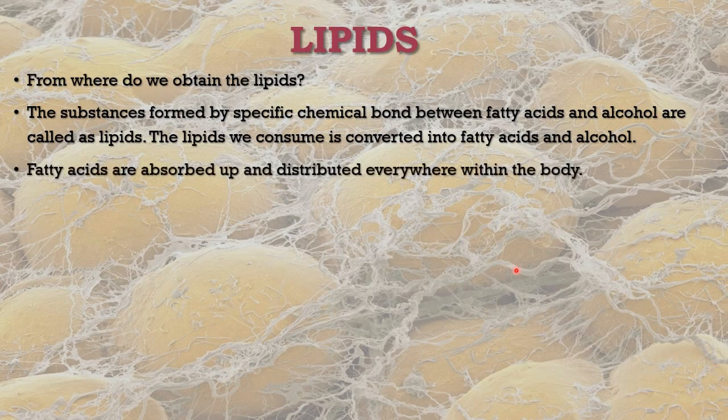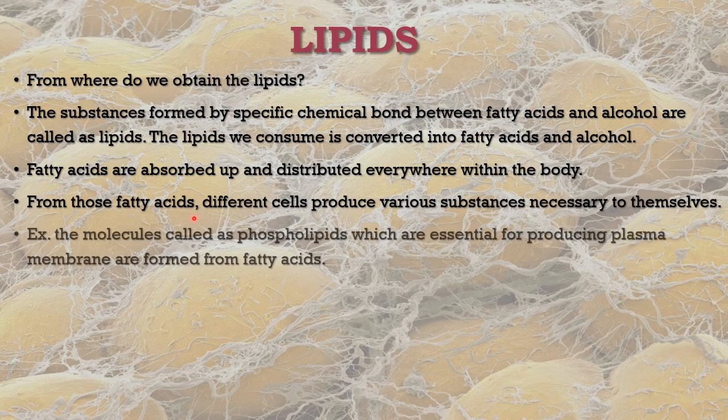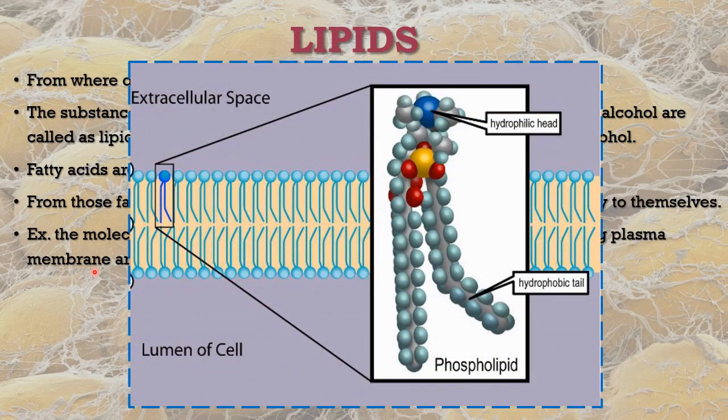The fatty acids that are absorbed are distributed everywhere within the body. From these fatty acids, the different cells will produce different types of substances necessary for their functioning. For example, a molecule called phospholipids. These are essential for producing plasma membrane, and these we get from fatty acids. You can see this is a phospholipid. You can see the plasma membrane here. They are all made up of phospholipids.